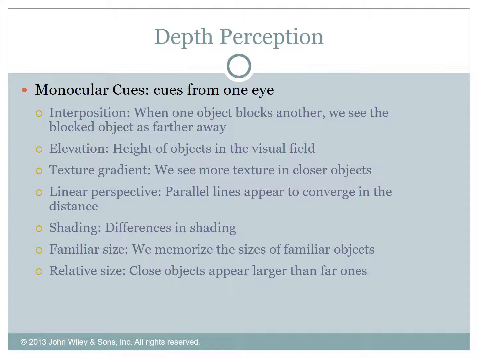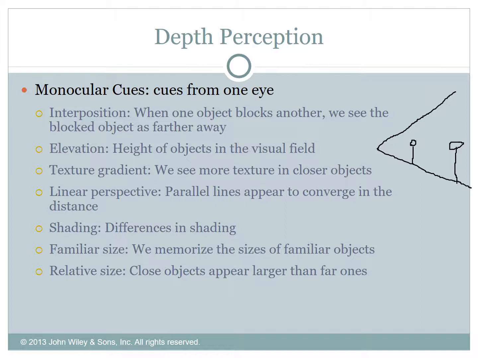We can also look at elevation, that is the height of objects inside your visual field. The further away something is, the higher it appears inside your visual field. And this is actually because your visual field is a cone that extends out. An object that's here very close appears much lower in your visual field than an object that's here quite far away, that appears much higher in your visual field. Even though they're at the same level, one of them appears much higher than the other simply because it has further to go to reach the bottom of your visual field.